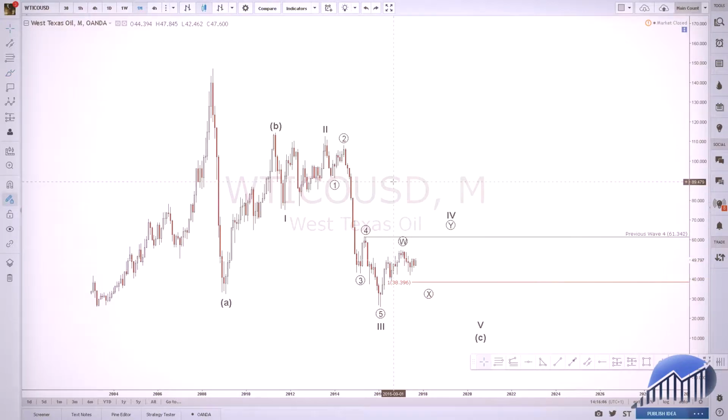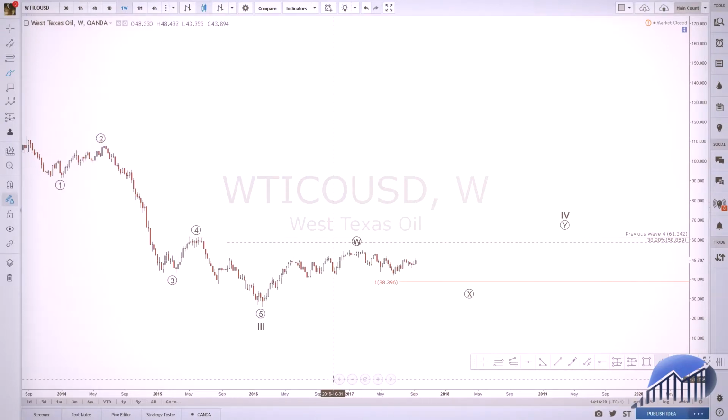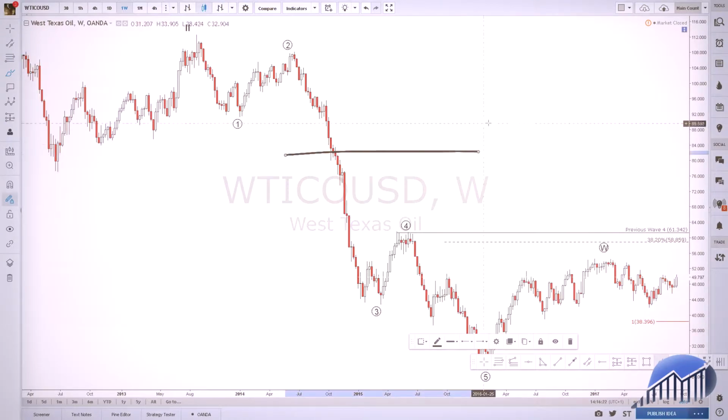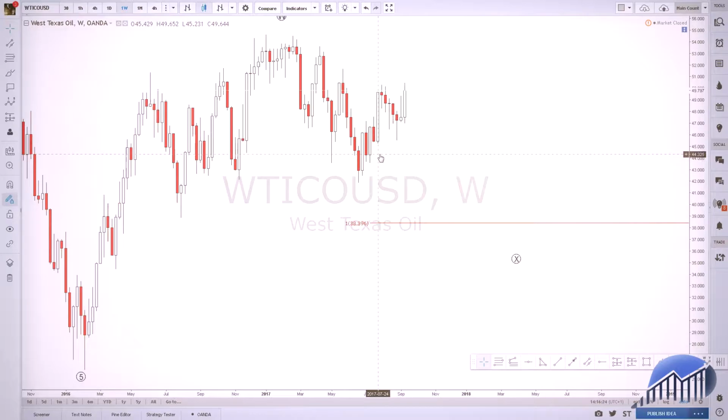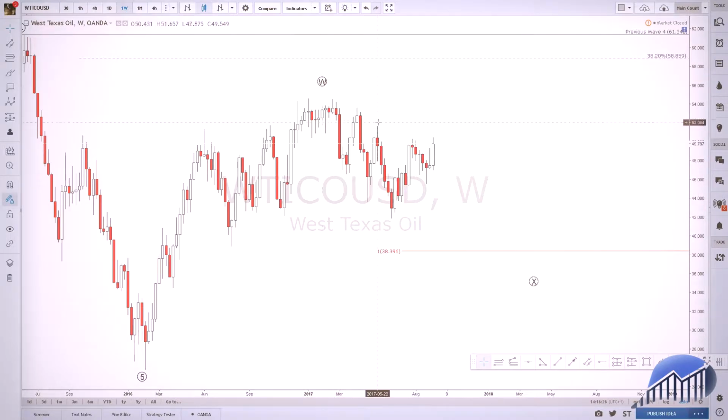So that means I'm bearish until this low is broken here. So let's just go down to the weekly. Oh, sorry. Okay. So here's that W high here.